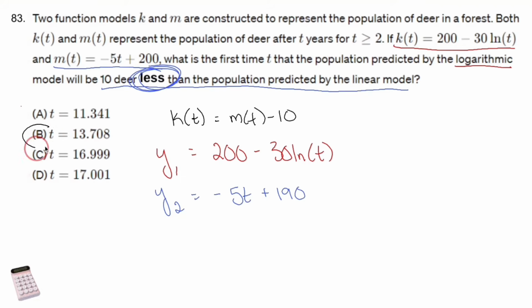This was a tricky problem. First things first, it couldn't be simple where they just said, find out when these two are equal to each other. They had to throw this part in there, and then they also had to throw this part in there. So be prepared for tricky problems like that one. Hope this helps.